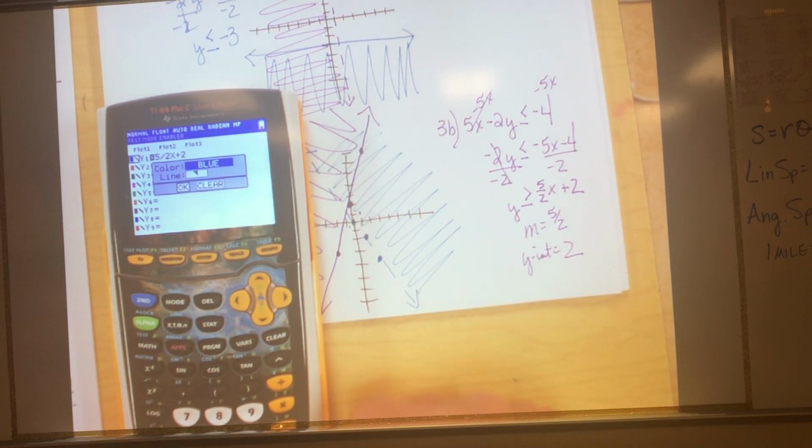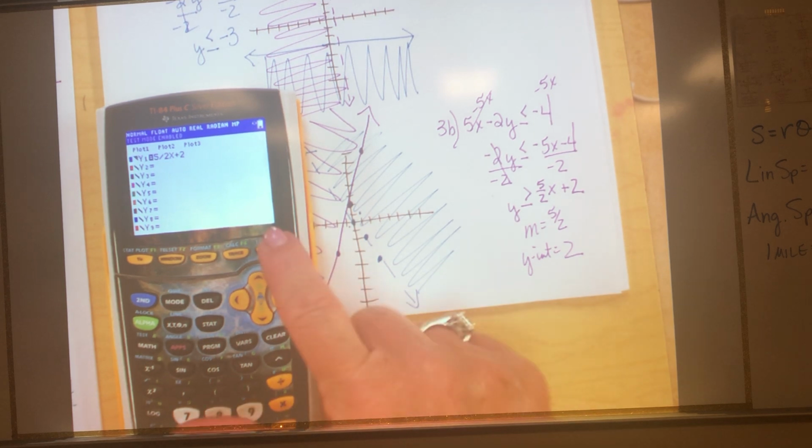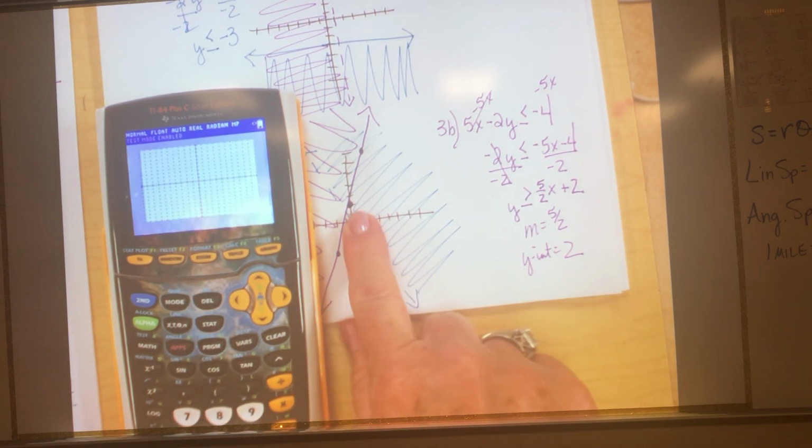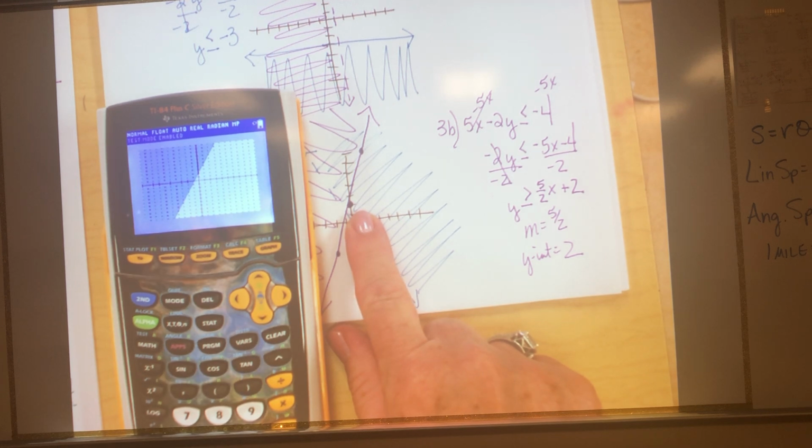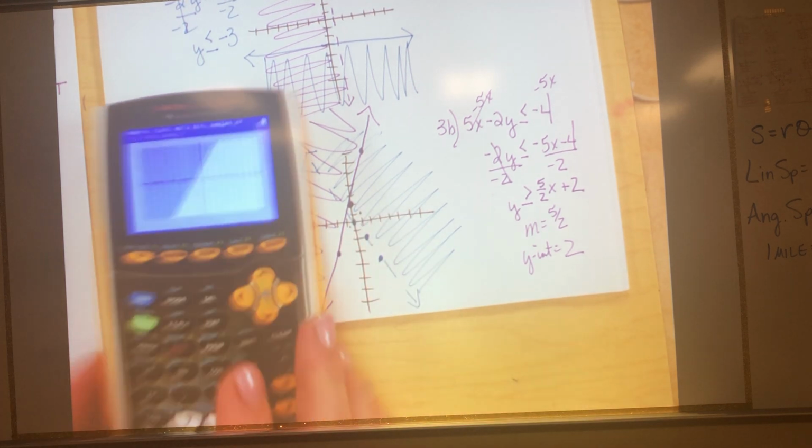Right? So I'll say okay and graph. And I'm looking for the purple one. And boom, there it is. Okay? Anybody got a question?